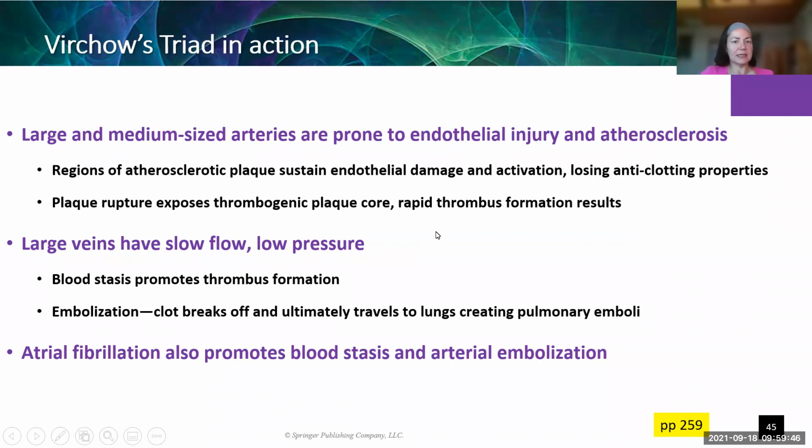Okay, so let's see. This is applying Virchow's Triad to what we see in our patients. Large and medium-sized arteries are prone to endothelial injury and that hardening, the atherosclerosis that comes from, as I've mentioned, uncontrolled diabetes and hypertension. So we have regions of atherosclerotic plaque. Briefly, the plaque forms as the body's attempt to repair the damage. So it's not just that there's high cholesterol. That's not really the problem.